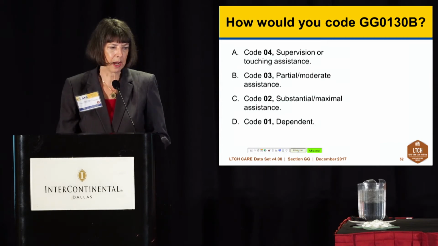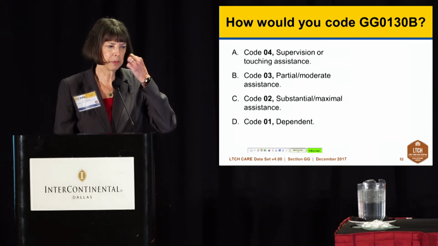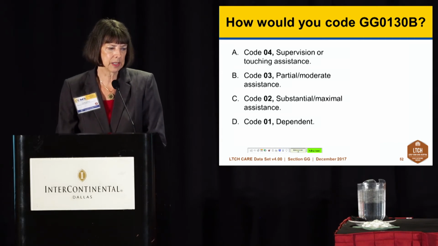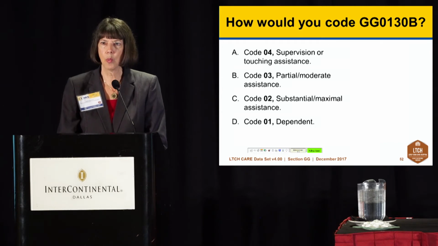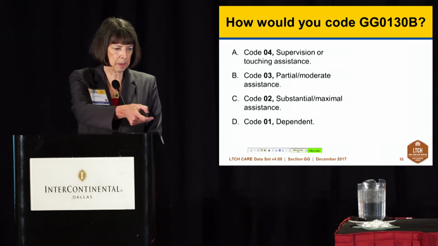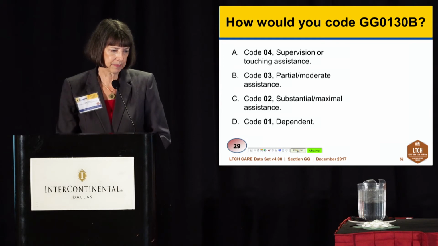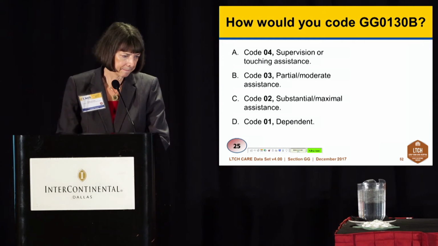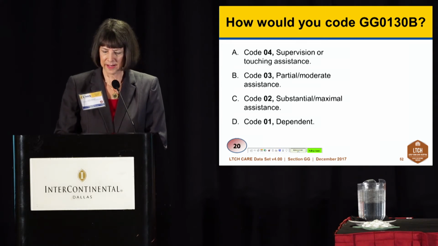So for this one, how would you answer it? Would you code 04, supervision or touching assistance? Would you code 03, partial moderate assistance? Would you code 02, substantial and maximal assistance? Or 01, dependent? Let's see what you come up with for this one. Very quick responding for this one. I think you guys nailed this one. Let's see.